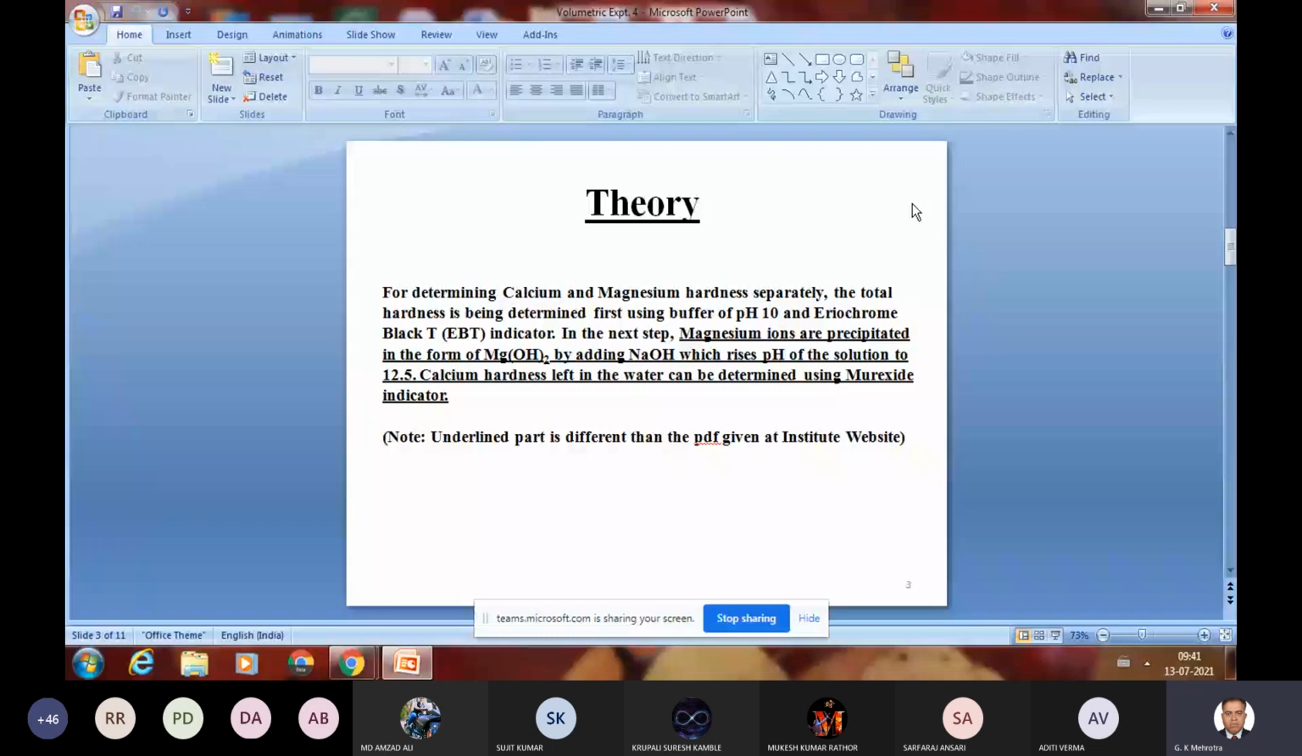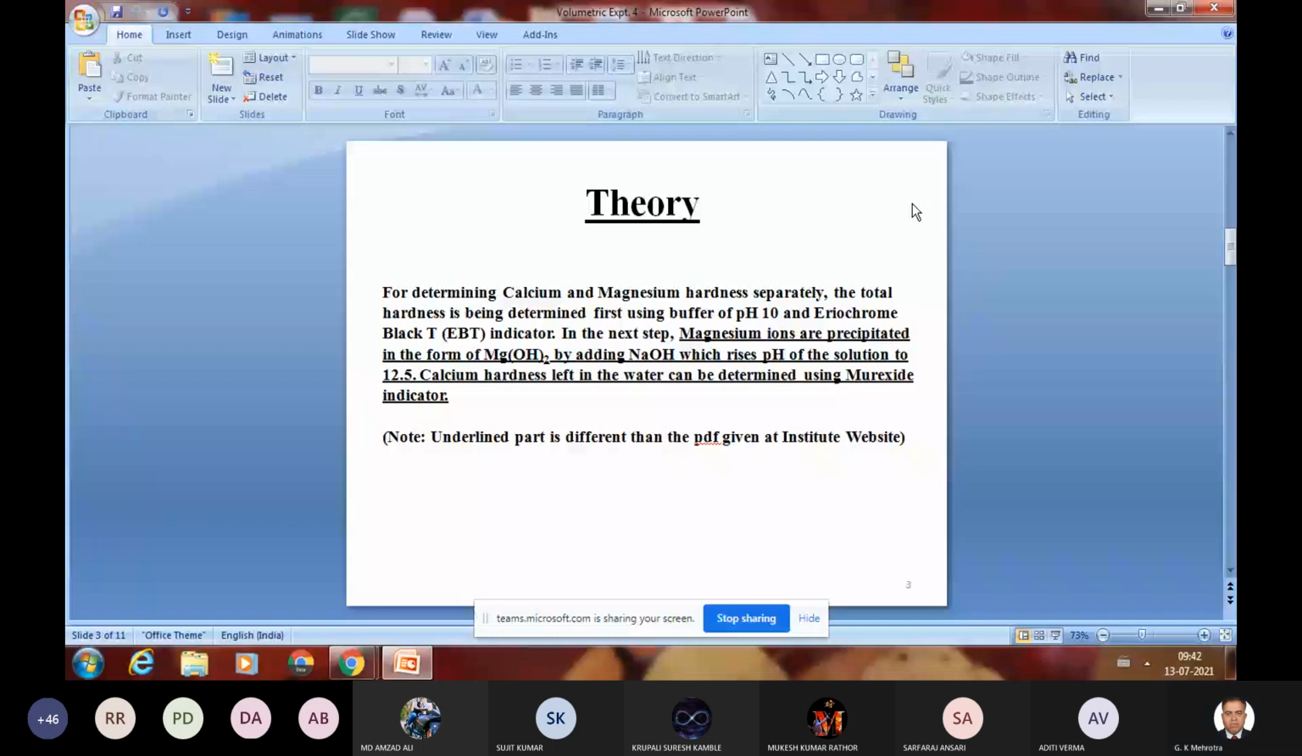So in the water, we add the indicator Eriochrome Black T. What is Eriochrome Black T? Its structure you can find in the literature. Just Google and you will find everything about this titration. But let me explain it. In any case, Eriochrome Black T is an indicator which forms a wine red color with calcium and magnesium.